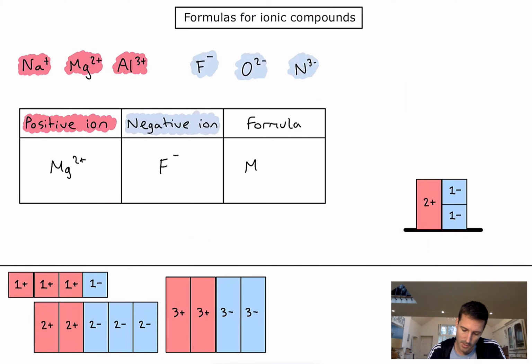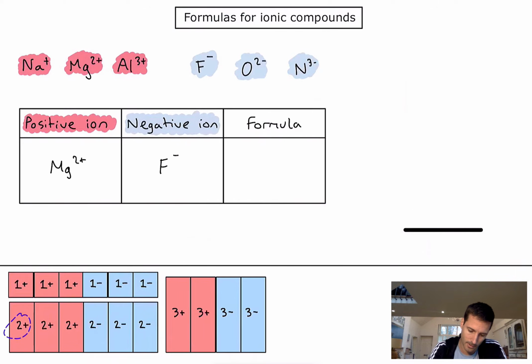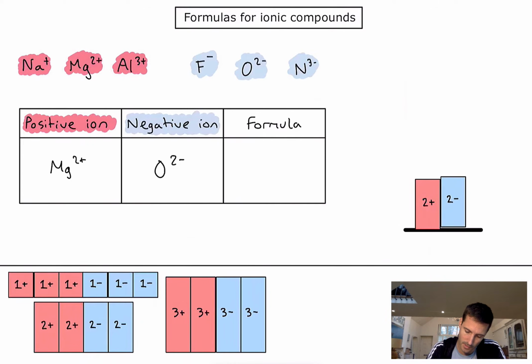Okay, let's change my negative ion, my anion. Let's use the oxide ion this time, O2 minus. And again, magnesium ion's got 2 positive charges, and my oxide ion's got 2 negative charges. So in this case, a nice easy one for us. We've already balanced the charges with just 1 of each. So my formula is going to be simply MgO.